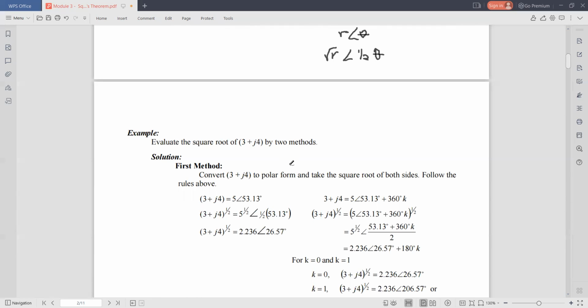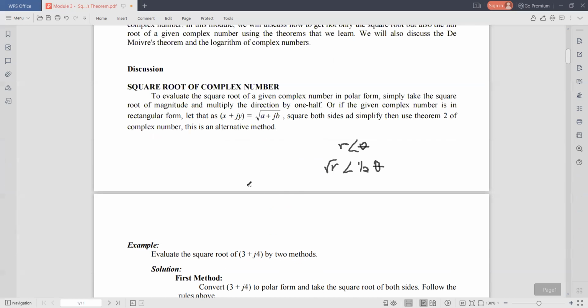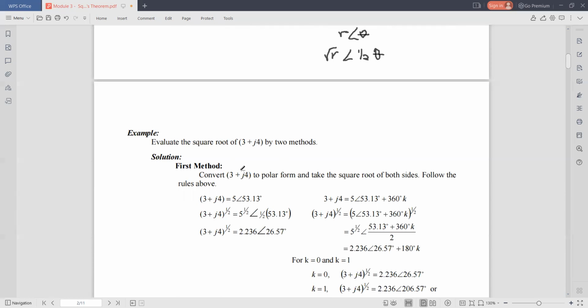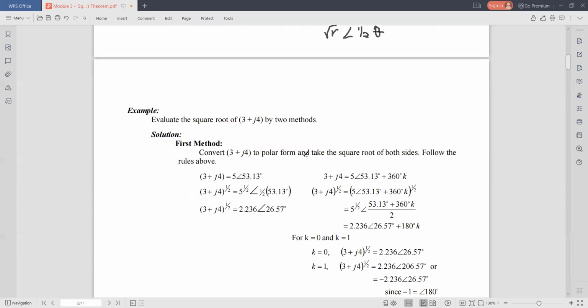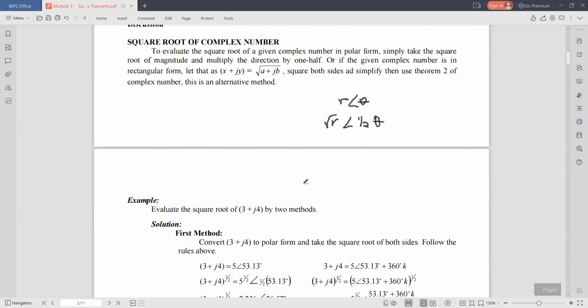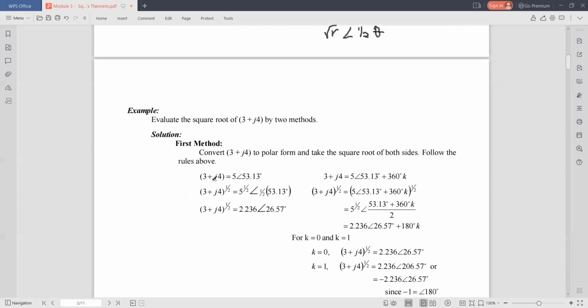So let's try the polar method and the rectangular method. So we have here the given rectangular complex number. Okay, so first method, we need to convert this one into polar form, and then take the square root of both sides and follow the rule. So if you convert this one, that is 3 plus j4, the equivalent is 5 angle of 53.13.